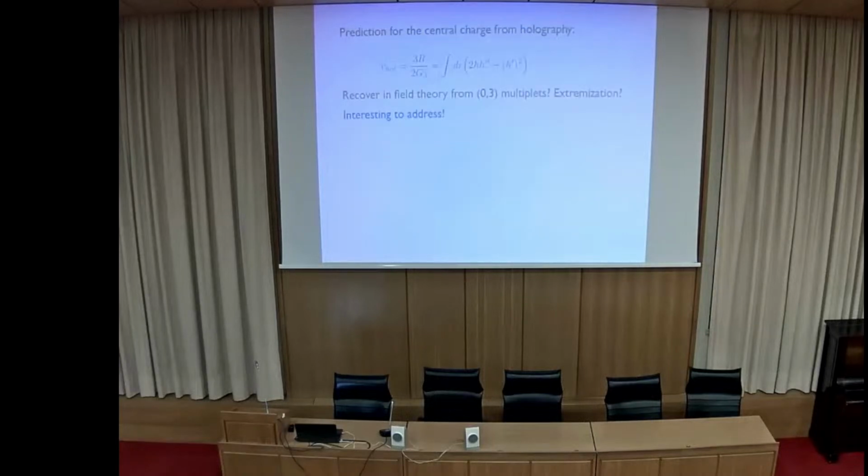So another thing that is interesting from this analysis is that using the Brown-Henneaux formula, you have a very neat prediction for the central charge that your (0,3) dimensional theory should match in the holographic limit. And since these theories have not been constructed, well, it is a way to check whether they satisfy these conditions. It should be an interesting thing to look at.